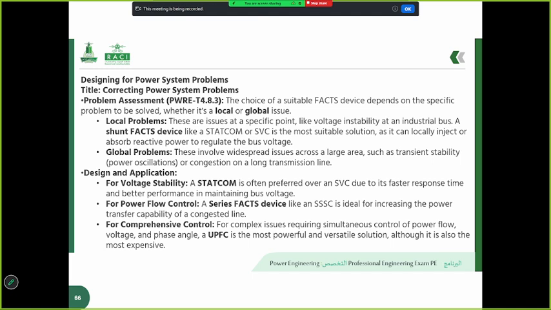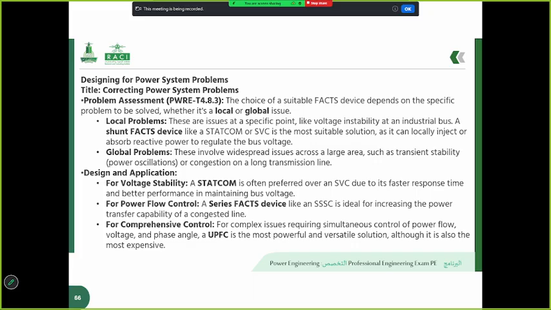The key is to first assess whether the problem is local or global in nature, as this dictates the appropriate solution. A local problem is an issue confined to a specific point or a small area of the power grid, such as a drop in voltage at a substation that supplies a large industrial load. In such cases, the most suitable solution is a shunt FACTS device like a static synchronous compensator, a STATCOM, or a static VAR compensator, SVC.